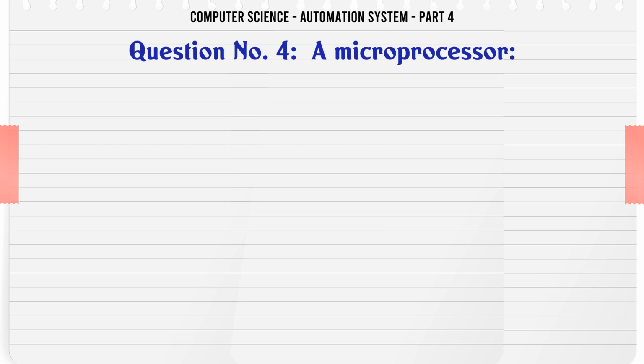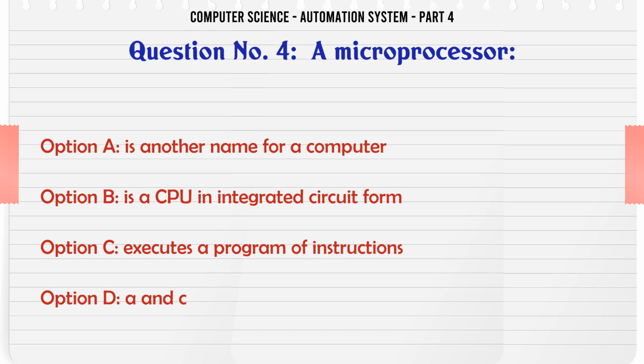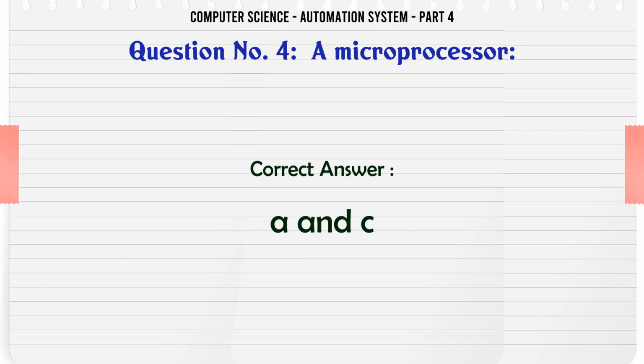A microprocessor: A. is another name for a computer. B. is a CPU in integrated circuit form. C. executes a program of instructions. D. A and C. The correct answer is A and C.